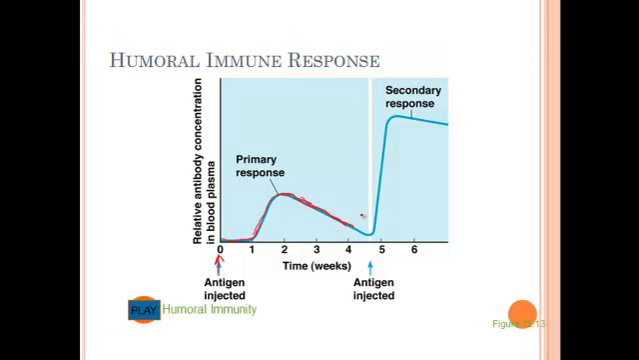But you produce memory cells as well, these B lymphocytes that are memory cells. So let's say that you come in contact with the antigen again. Notice this secondary response. These memory cells are already present. They immediately recognize that antigen, and they start proliferating, producing these plasma cells.